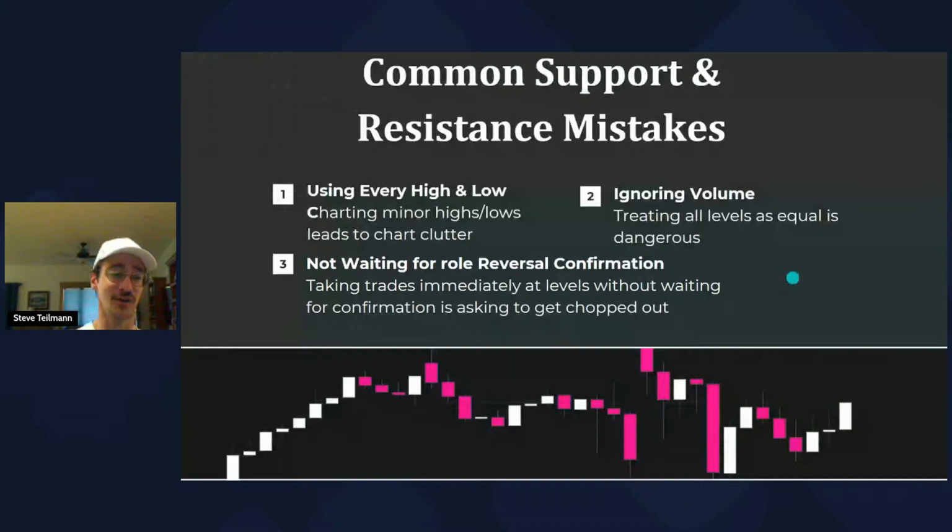All right, great. So common support and resistance mistakes: using every high and low, and ignoring volume. We talked about all this, but just to go over it in case you missed it, those are the three big ones. You want to be discerning with the highs and lows you use. You want to be discerning with waiting for volume to confirm. And you really have to have price action confirm that volume confirmation as well. So the confluence there is what informs a good trade.